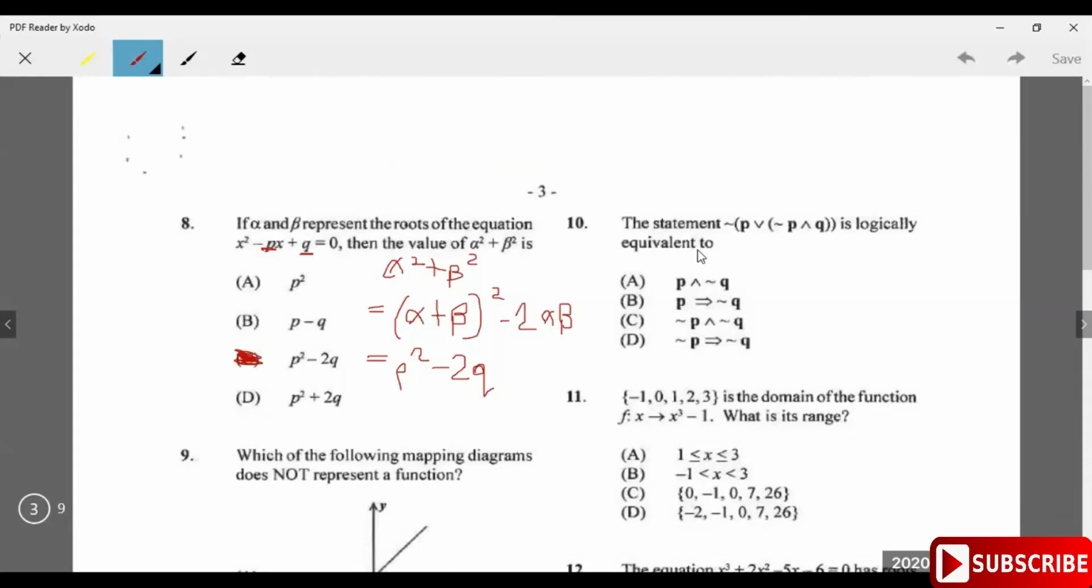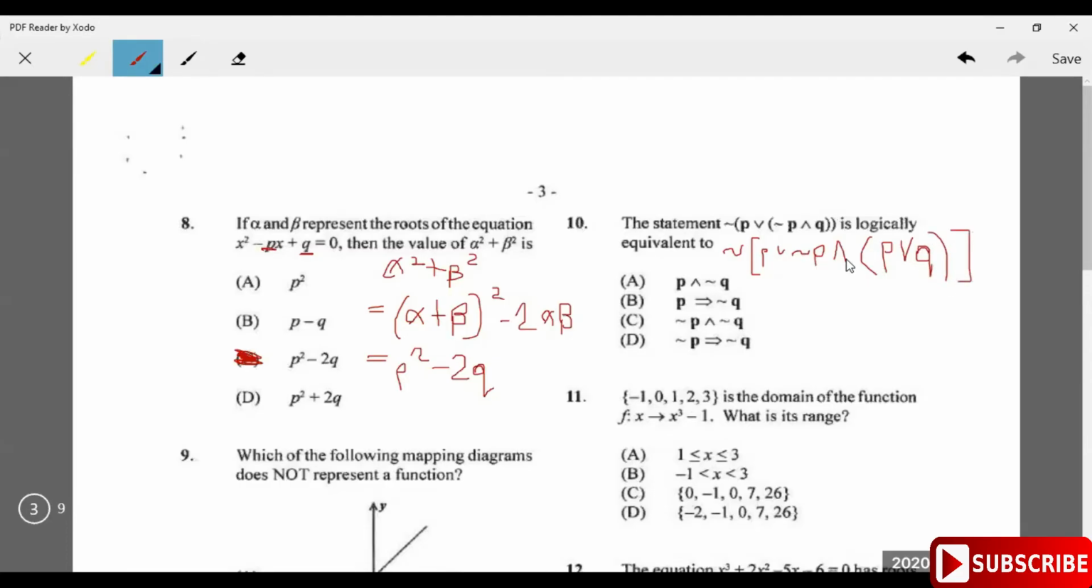Question 10. Question 10 asks, what is this statement logically equivalent to? So the negation of, we're going to use the distributive law to simplify inside this bracket. So it becomes P or not P, and P or Q. So that's what inside the bracket simplifies to.